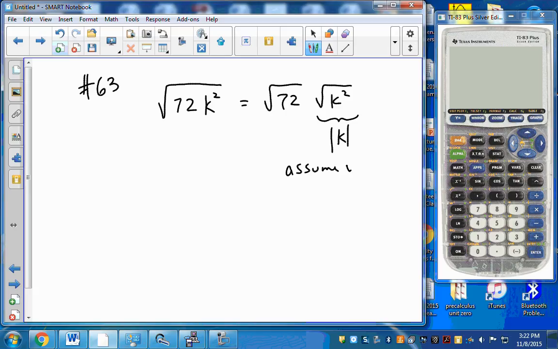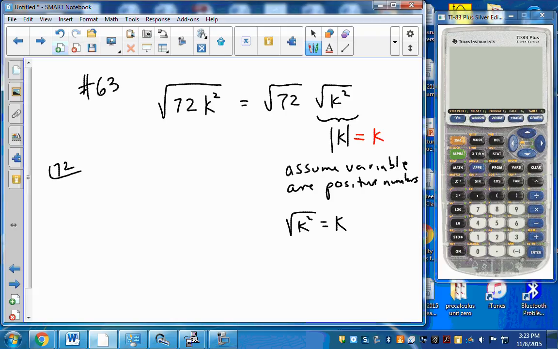Assume variables are positive. Well, if that's the case, then the square root of k squared is just going to be k. We do not need the absolute value. The absolute value of a positive k is simply the same as k. Okay, so with that in mind, we just have to deal with the 72.